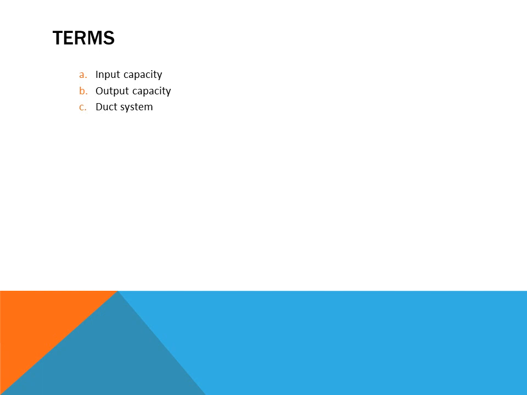So some of the terms we're going to discuss are heat input for the air conditioning system, output capacity for the air conditioning system, and also the duct system.